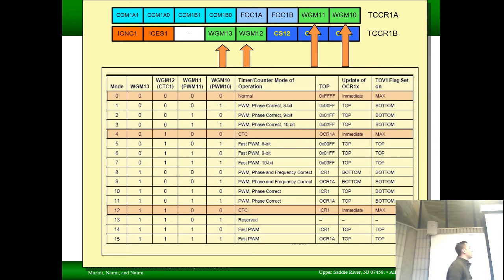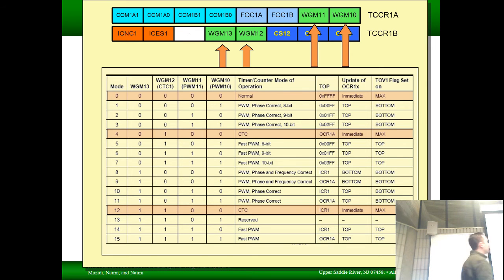The ones that I've highlighted are the ones that we're likely to use for waveform generation. Normal mode or CTC mode. CTC mode in the first instance looks just like CTC mode in all the others. You put your top value into the OCR register, and then it goes off and it does its thing. The second CTC mode has an extra register, the input capture register, ICR1. And I know there's a lot of data on the screen. This is the kind of thing you would look up in a data sheet.